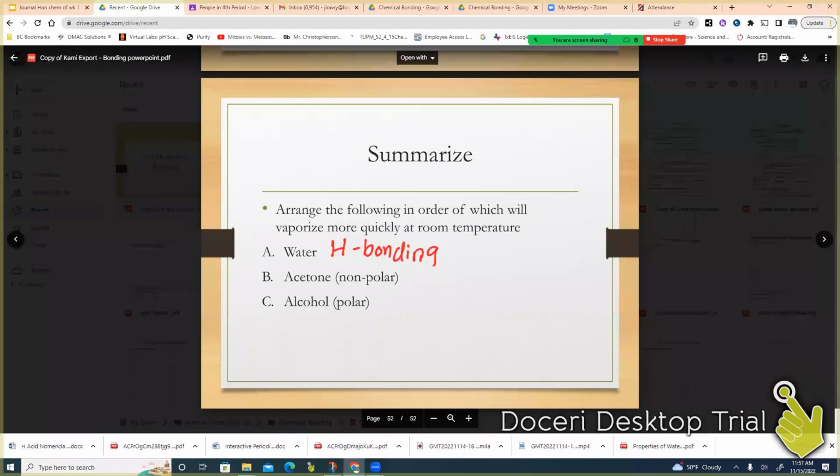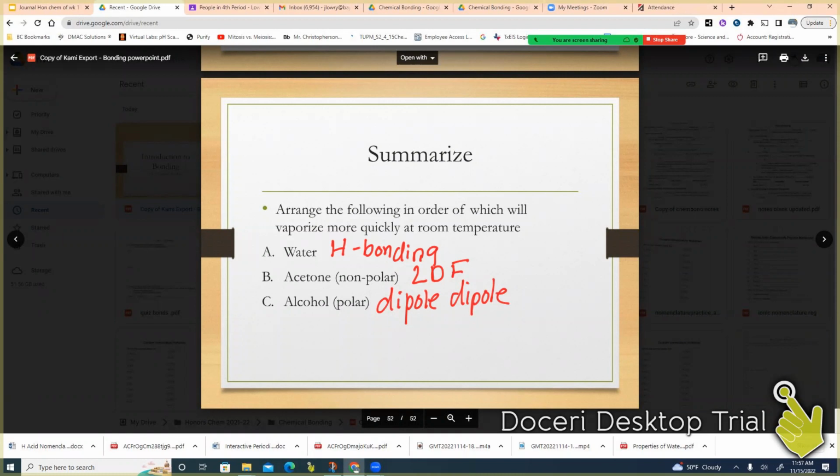And it says it's nonpolar. Which one did we say always is the only one that nonpolar can have? Yes, sir. London dispersion forces. And then we have my alcohol, which is polar. It wouldn't have hydrogen bonding, but it would have your dipole. So kind of do that and then think about which one is weakest and which one is strongest.